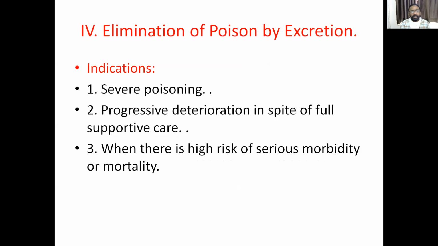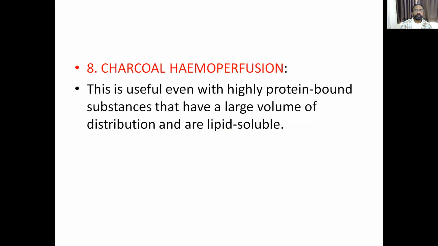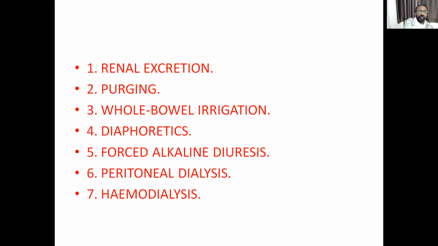Elimination of poison by excretion, I told you: forced diuresis and hemodialysis, purging, whole bowel irrigation, forced alkaline diuresis, peritoneal dialysis. All these methods should be used to eliminate the poison through renal elimination. Charcoal hemoperfusion is useful even for highly protein bound substances that have a large volume of distribution and are lipid soluble. I told you all these.